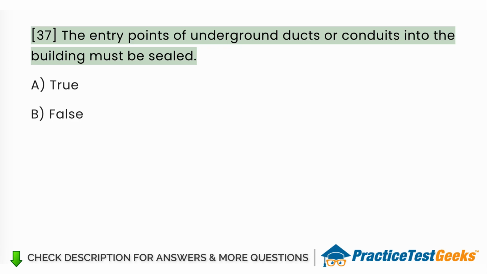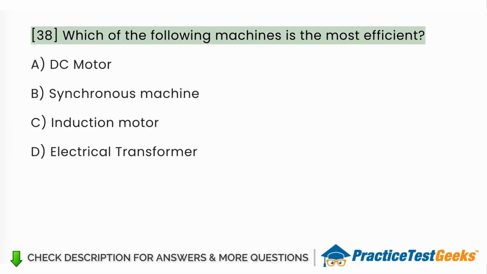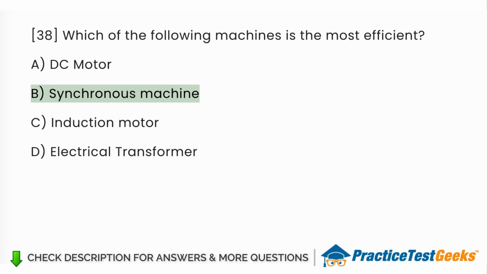The entry points of underground ducts or conduits into the building must be sealed. A. True. B. False. Which of the following machines is the most efficient? A. DC motor. B. Synchronous machine. C. Induction motor. D. Electrical transformer.